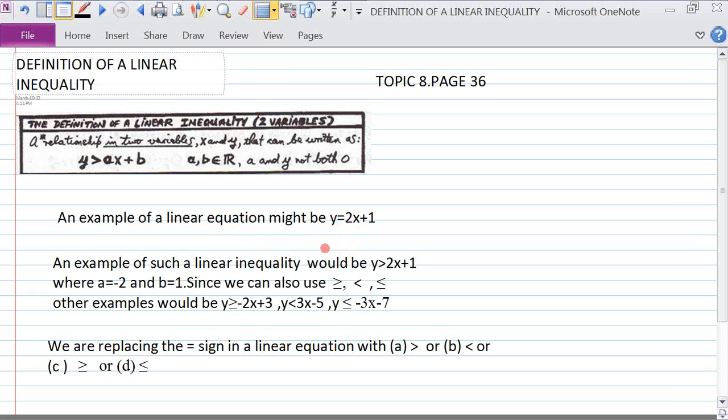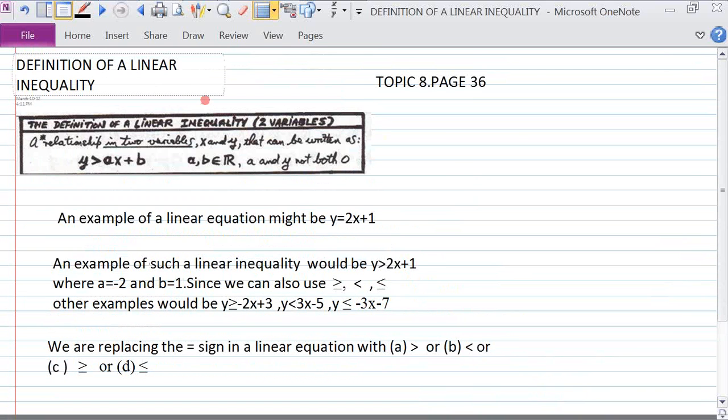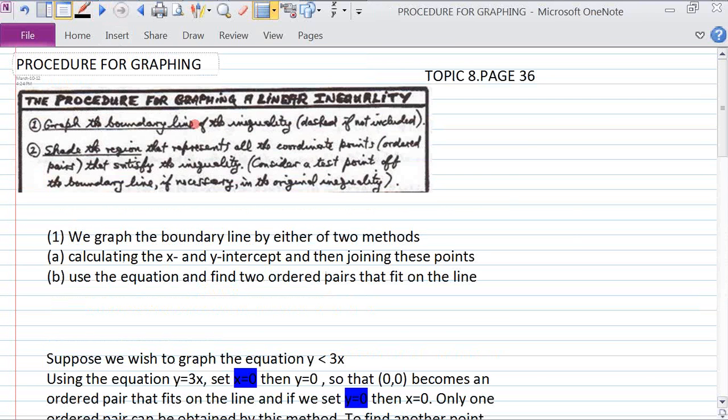The moment we replace this equal sign with greater than, less than, greater than or equal to, or less than or equal to, it's no longer a linear equation. We call it a linear inequality. So that's the basis for this definition. Now, how do we graph a linear inequality?